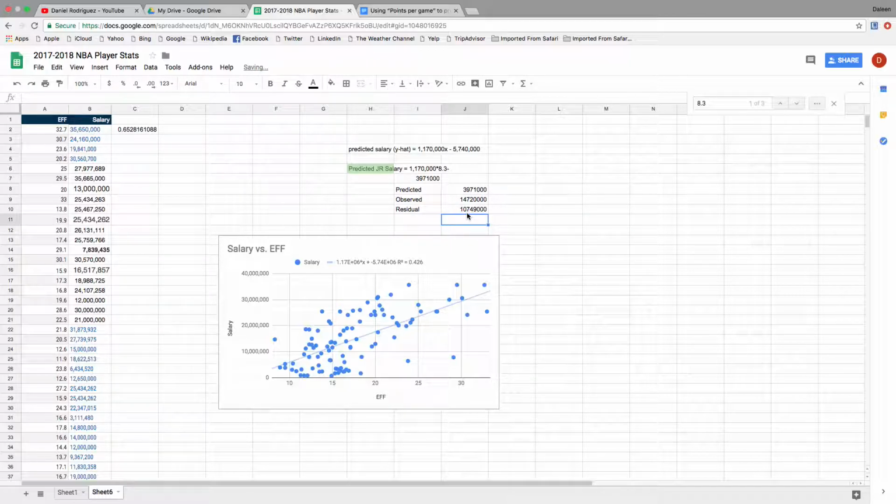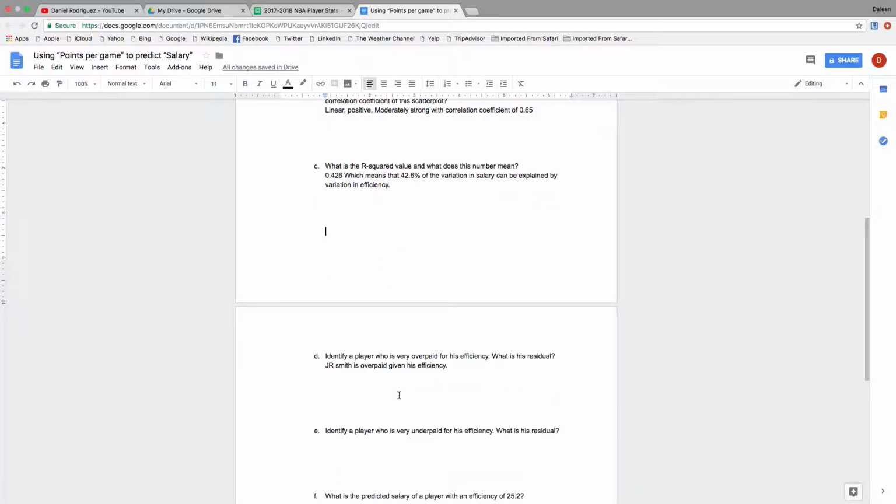So his residual is $10,749,000. And that means that J.R. Smith is paid $10,749,000 too much given his efficiency, assuming our model is the best way to predict salary.